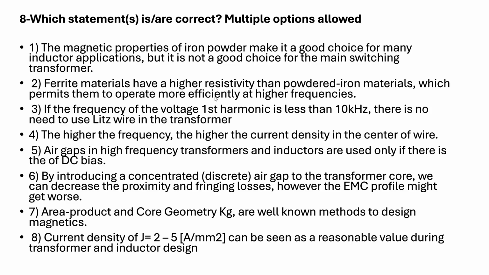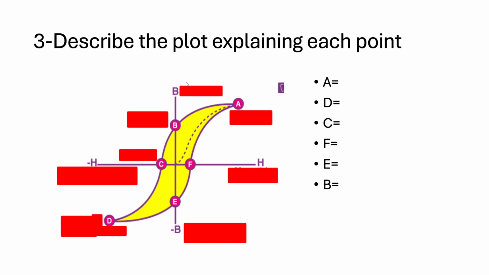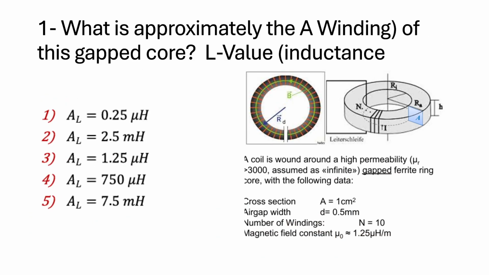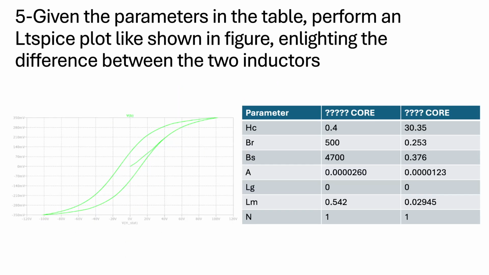And also this part here: iron powder magnetic cores typically have higher core losses than ferrites. The leakage inductance LS of the transformer is frequency dependent, and it has different LS frequency criteria if litz wire is used. So this level is nightmare. Okay, they start easy if you know the formula, but then the level spikes to nightmare.